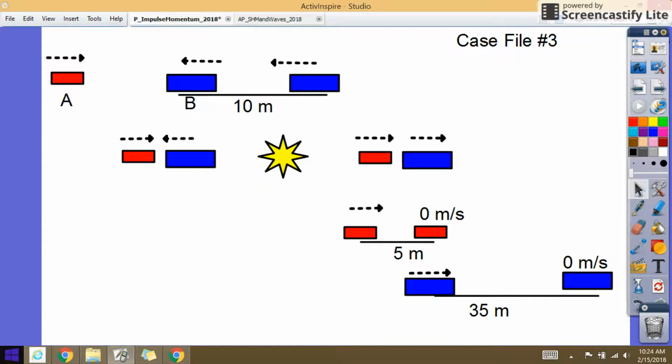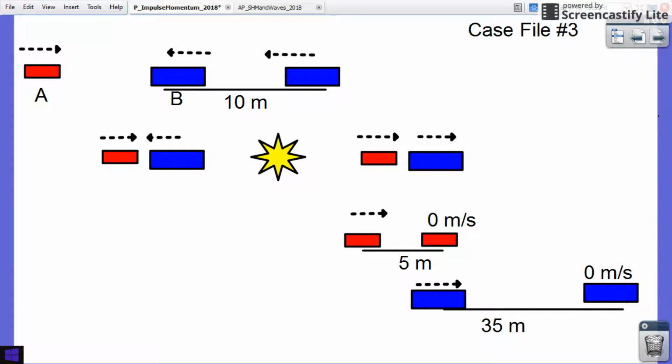All right. So here's a picture of what happened there. Car A was going this way. Car B was going this way. Slammed on the brakes for 10 meters. Then they collided. Then they both went this way. A went 5 meters. B went 35 meters.